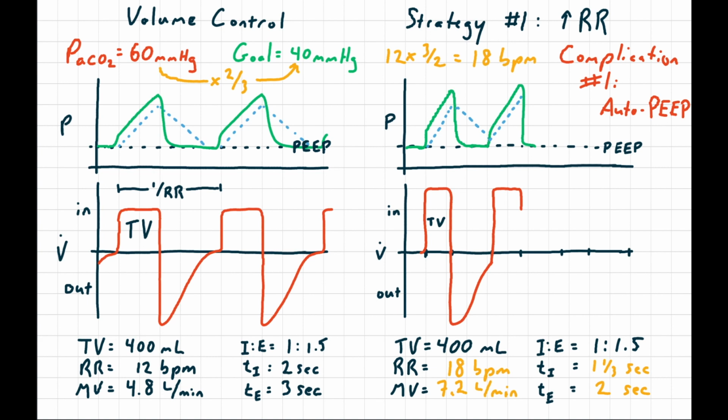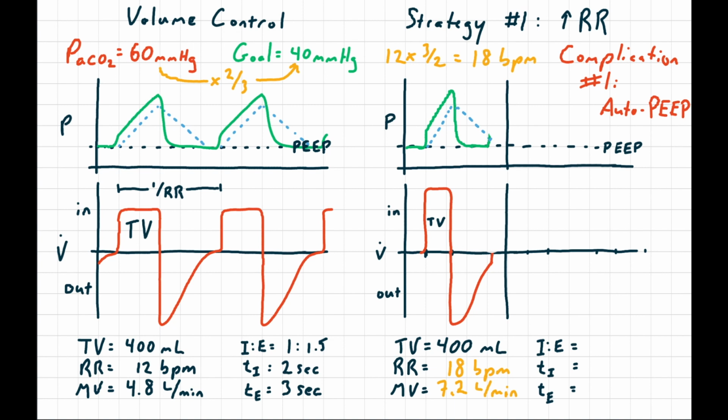One way to prevent auto-PEEP in this scenario would have been to decrease the I/E ratio at the same time that we increase the respiratory rate. Let's say we increase the respiratory rate to 18 breaths per minute and decrease the I/E ratio to about 1 to 2.3. That would result in an inspiratory time of 1 second and an expiratory time of 2 1/3 seconds, which is just about exactly what's required. And our graph would wind up looking something like this.